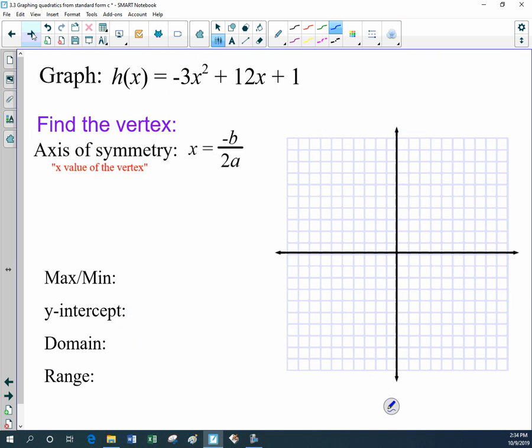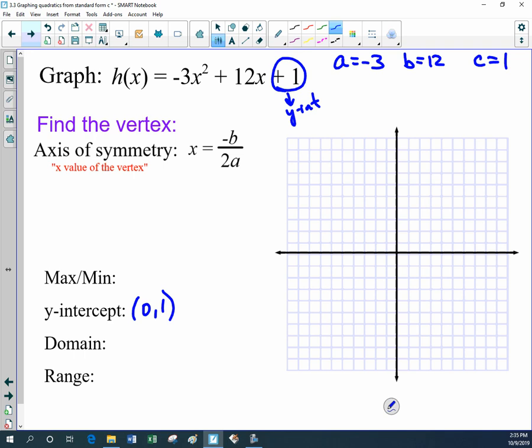Okay, so now this one, if you look, this time a is a -3. Because a is a -3, that tells us that instead of the graph going up, it's going to open down. And let's establish our values of a, b, and c. So a is -3, b is 12, c is 1. Since c is 1, remember this is the y-intercept. So the y-intercept is going to be (0, 1).